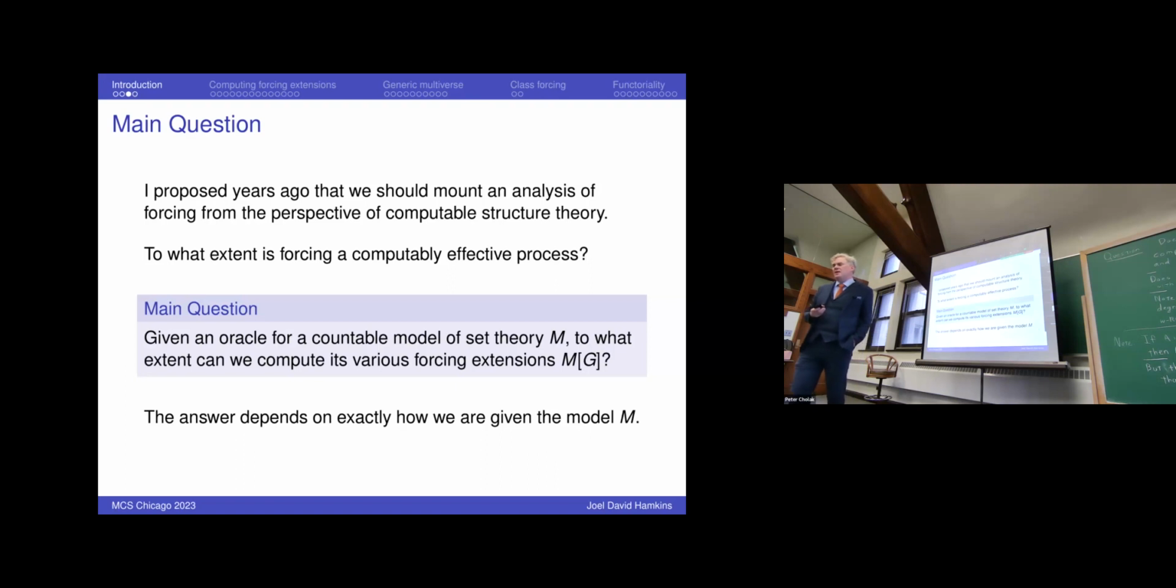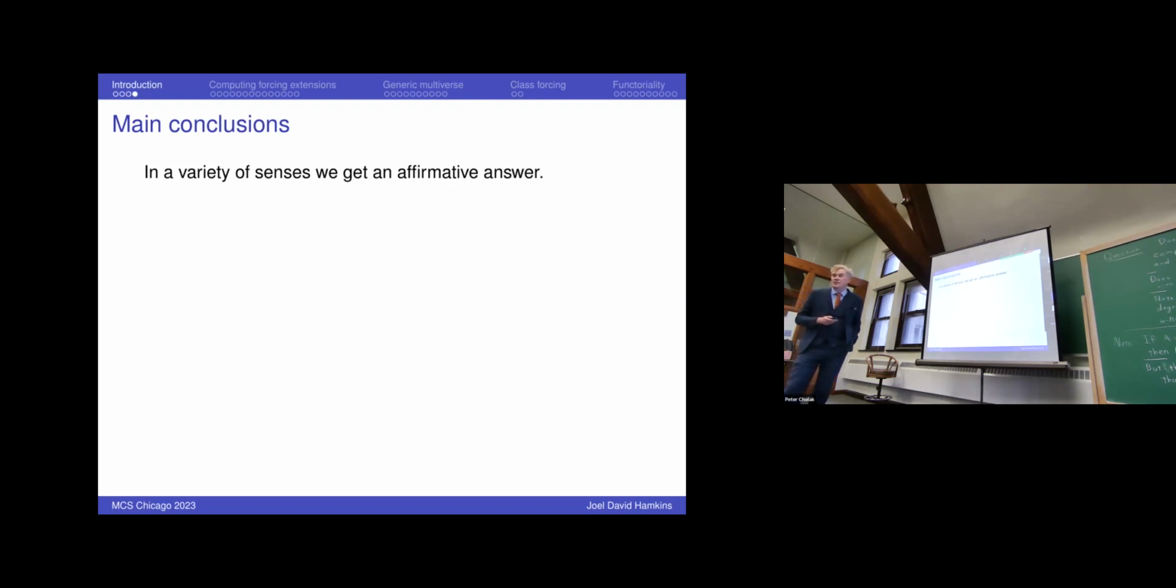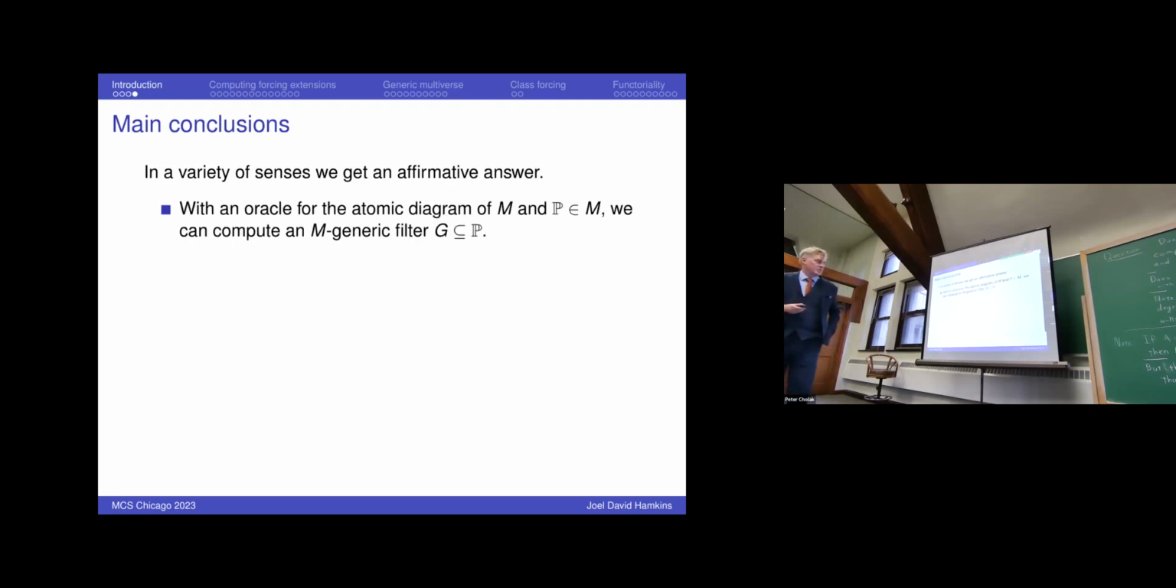The answer is going to depend on exactly how we're given the model M and how much of it we're given, what part of its diagram we're given, and so on. Let me explain. The main conclusions will be affirmative answers in certain senses. If I have an oracle, even only for the atomic diagram of M, a model of ZFC, say, or you can actually make do with much less than ZFC, and I have a forcing notion P inside M, by which I just mean a partial order, then we can compute from that oracle an M-generic filter for that poset from just the atomic diagram.